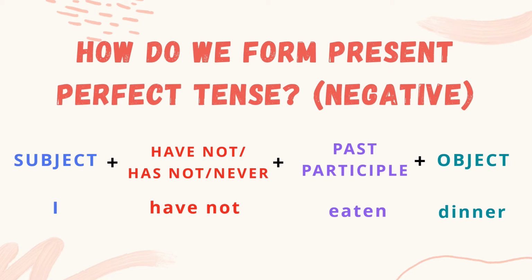For example, I have not eaten dinner. Have not here shows that the sentence is negative. So, usually, in negative sentences, we have the word not or never after the verb have or has.